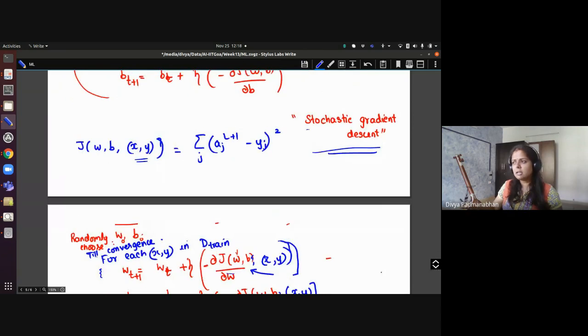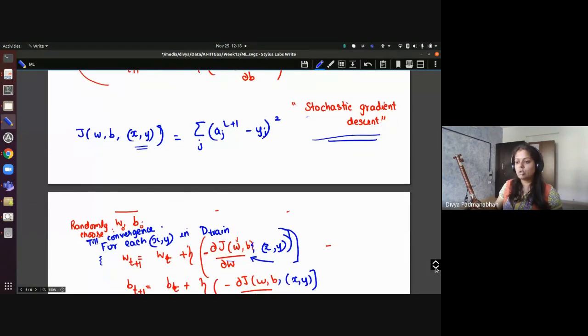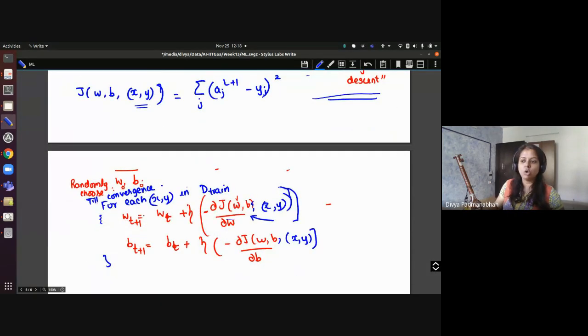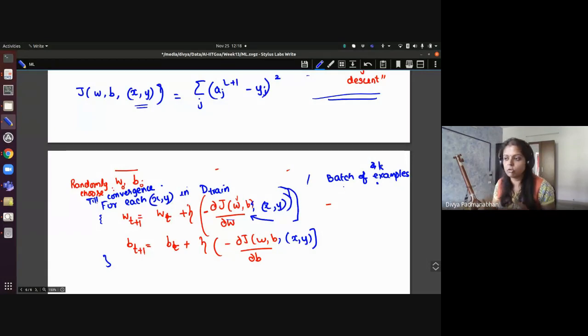There are different variants. Instead of just looking at one training point, maybe you want to look at a batch. Another option is to look at a smaller batch of examples, so not all of D_train, maybe a batch of some 3 or 4 examples. A batch of some K examples you can take instead of the entire training set. This is all done just to get some speed.